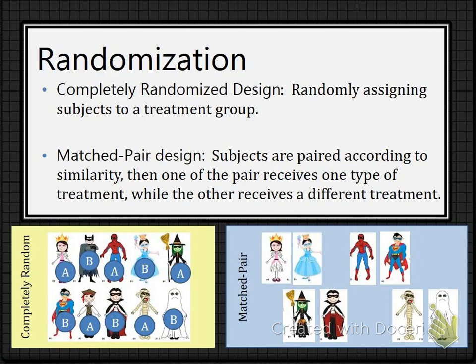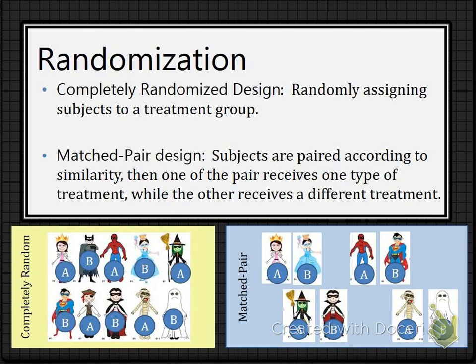So in other words, you're going to pair all your subjects up based on a particular characteristic that you're afraid will become a confounding variable. And then you'll randomly assign one of them to the treatment and the other one to the placebo, right? So within the two, I'm just going to pick a number between 1 and 2, and you get the treatment and you get the placebo.